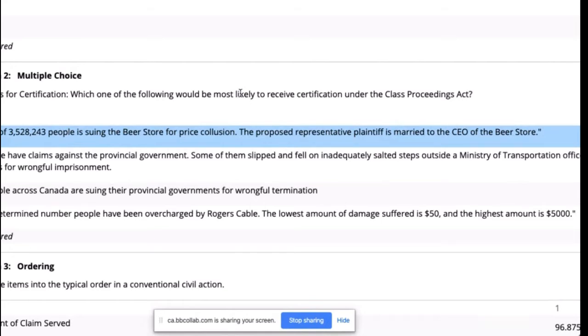Bingo, conflict of interest, right? How can we possibly trust this person to sue the beer store when he's married to the CEO? Okay, 20 people have claims against the provincial government.